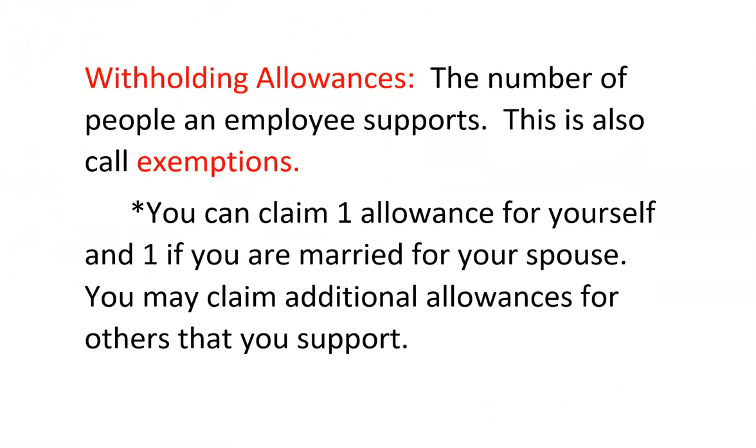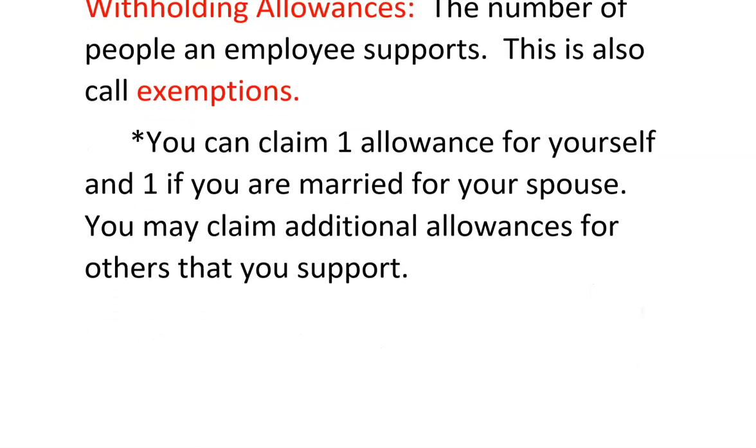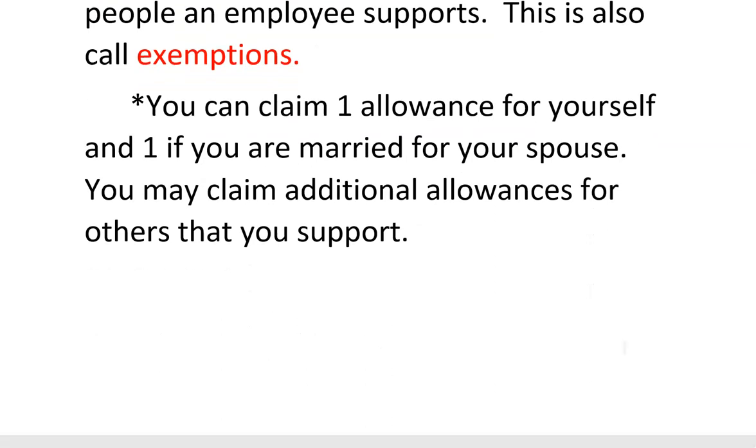Withholding allowances, the number of people an employee supports. This is also called exemptions. You can claim one allowance for yourself and one if you're married for your spouse. You may claim additional allowances for others that you support. These people that you support don't have to be children. They could be your parents if they're living with you, or a niece or nephew, or anyone that you actually have supported throughout the year.